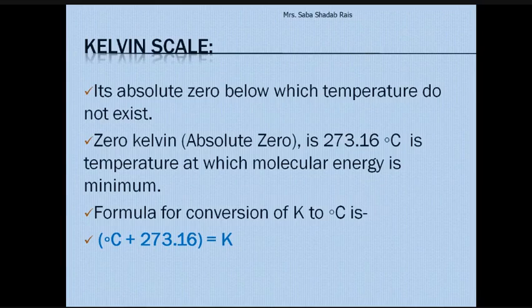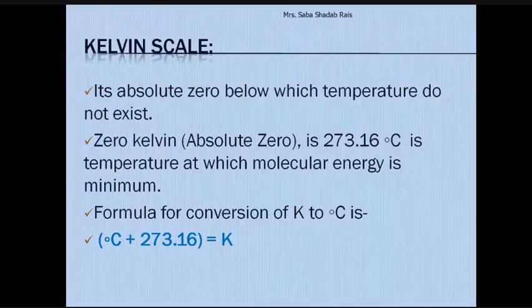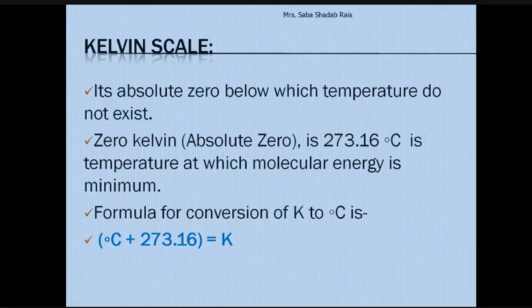So this is the temperature scale. The best part about Kelvin is that it has an absolute zero value, below which no temperature exists. This is one of the most important points, or the beauty, of this scale: below zero Kelvin there is no temperature. So zero Kelvin, or the absolute zero, is the temperature at which the molecular energy is minimum.